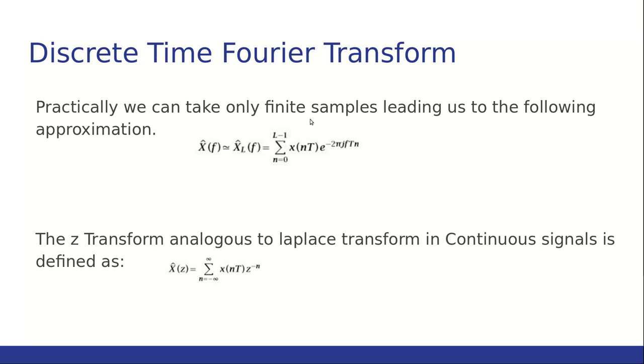But practically, to make computation, say in a computer, we can take only a finite sample, leading us to this approximation, where n is not from minus infinity to infinity, but is over a finite range. Just like we have Laplace transform in continuous signals, analogous to that we have Z transform, and Z transform is defined using this formula.